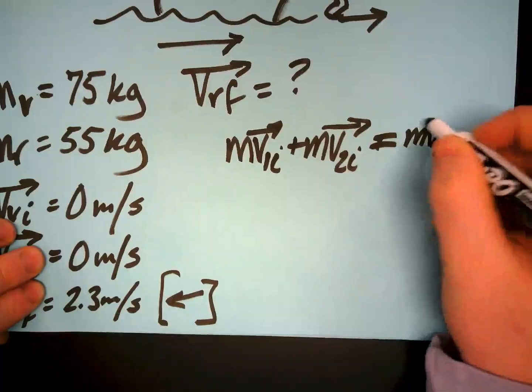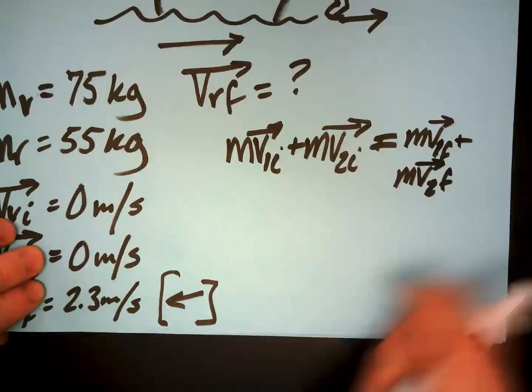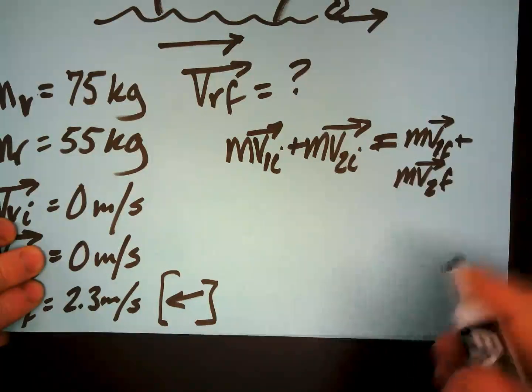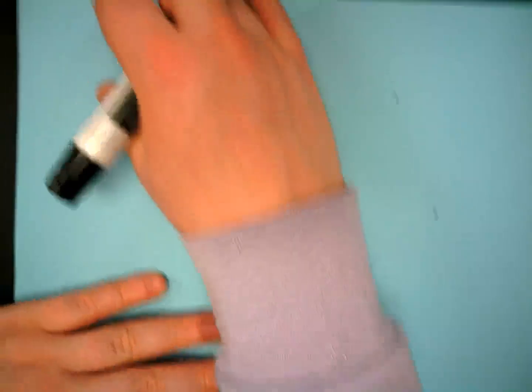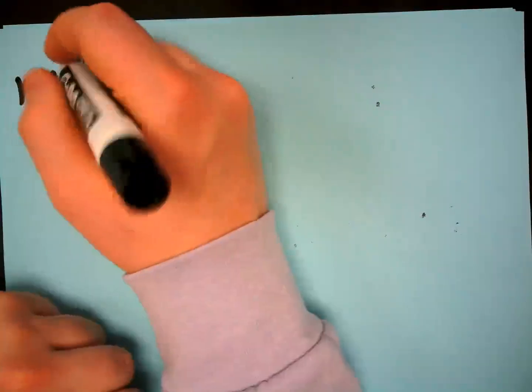mv1f plus mv2f. Okay, so we got to use this equation right here. And I wrote this down here because I ran out of room. So we're going to go to another page, and we are going to write out our equation again, but this time with our actual variables.